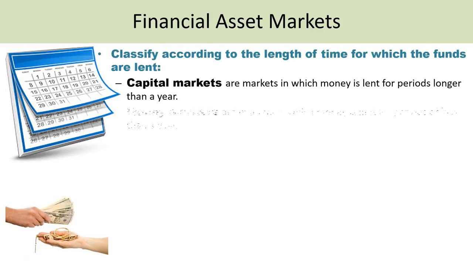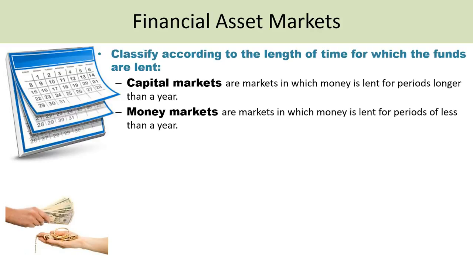When we talk about financial asset markets, we have to talk about markets in two groups. The first group, I'm going to classify markets according to the length of time for which the funds are lent. So you have a capital market and a money market. A capital market is if I'm loaning money for longer than a year. If I'm committing to a 2, 3, 10, or 12-year loan or bond purchase, that's going to be in a capital market. In a money market, money is lent for periods of less than a year.